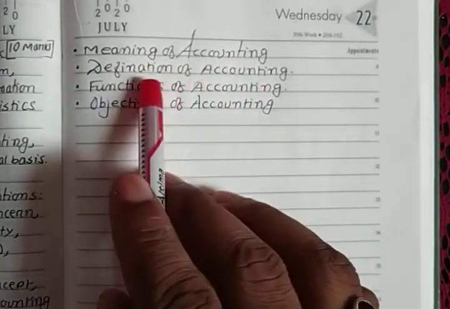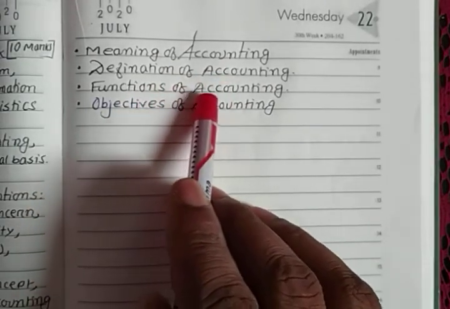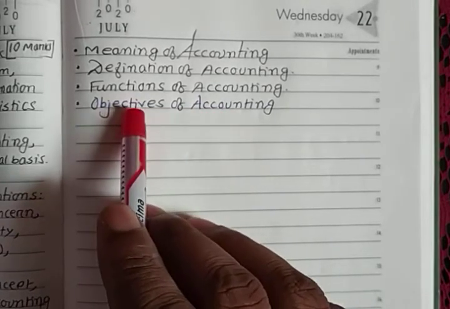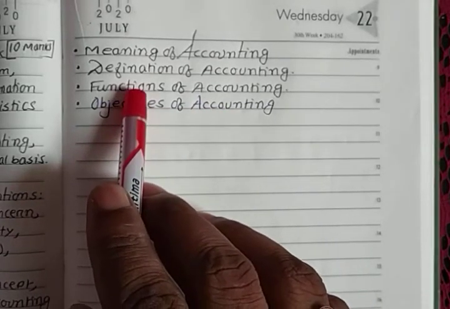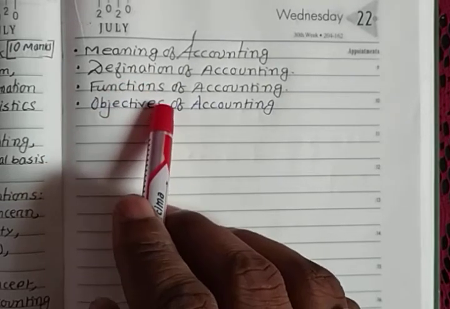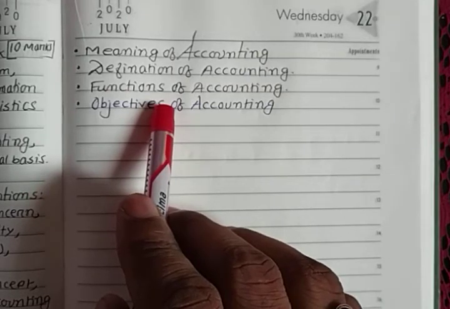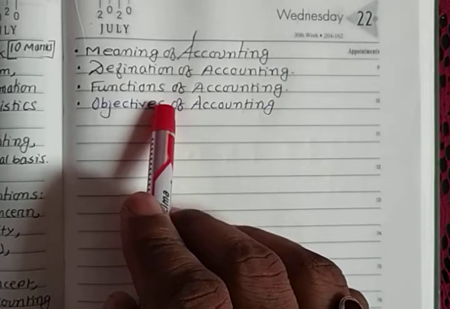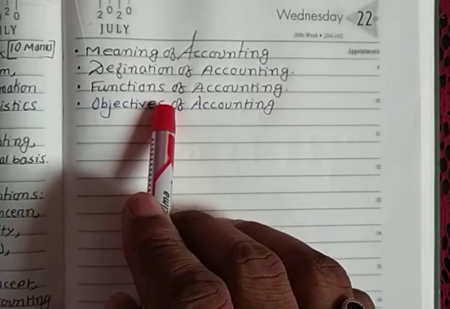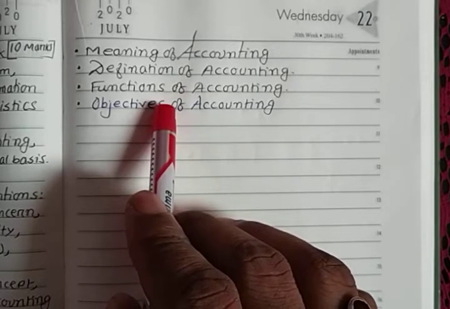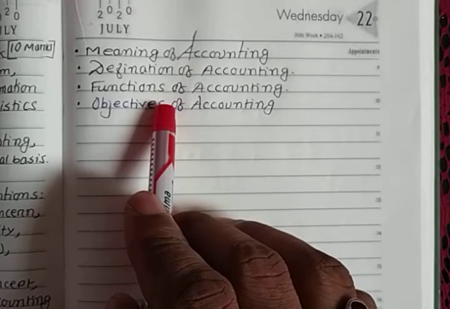Did you understand the meaning of accounting and the definition of accounting? Now I will talk about the functions of accounting, then the objectives of accounting. Now if I ask you what are the functions of accounting, there are 6 functions of accounting. First is measurement, second is forecasting, third government regulation and taxation, fourth control, fifth comparison and evaluation, and sixth decision making. These are the functions of accounting.